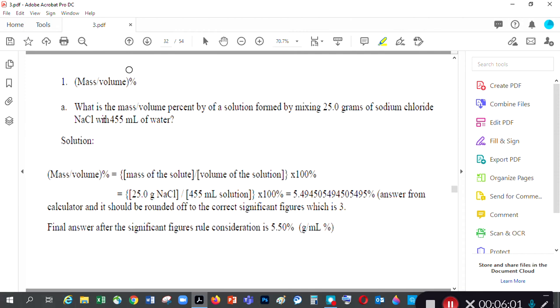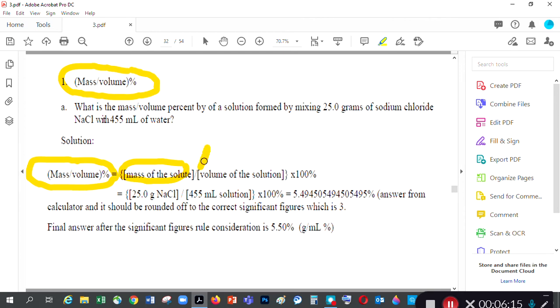First, let's take an example of mass over the volume percentage. We said the formula is the mass over volume percentage, the mass of the solute in grams, correct, divided by the volume of the solution in milliliters, multiplied by 100. So let's look at an example here. We have to calculate the mass over volume percentage of a solution formed by mixing, this is the amount of solute, which is sodium chloride, 25.0 grams of sodium chloride in 455 mL of H2O.